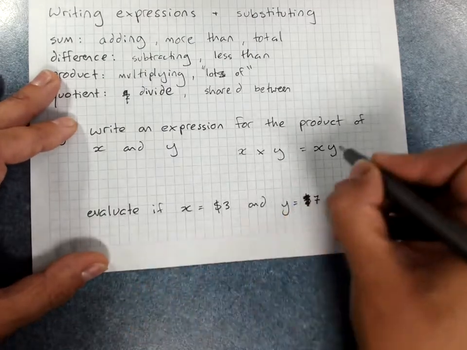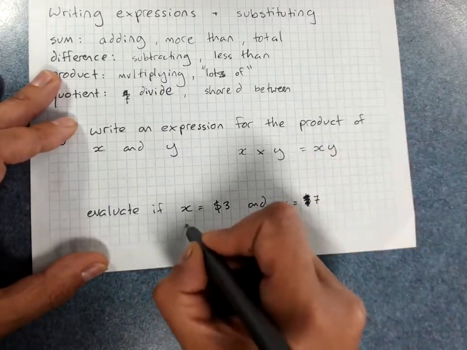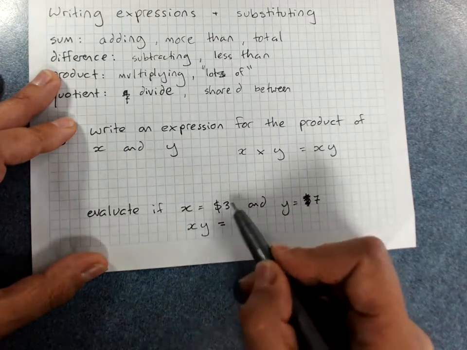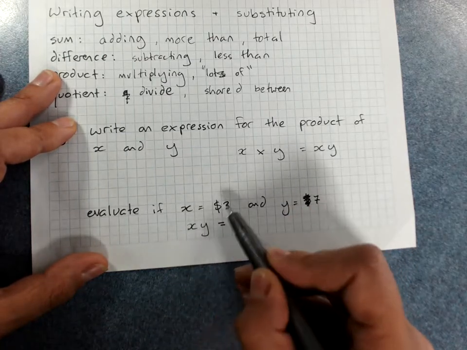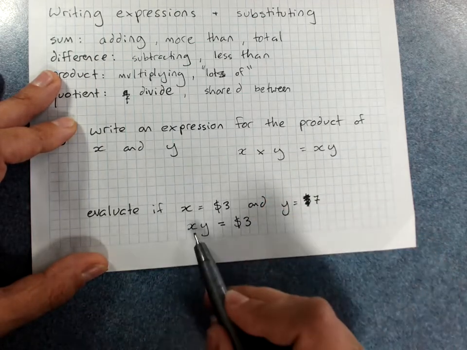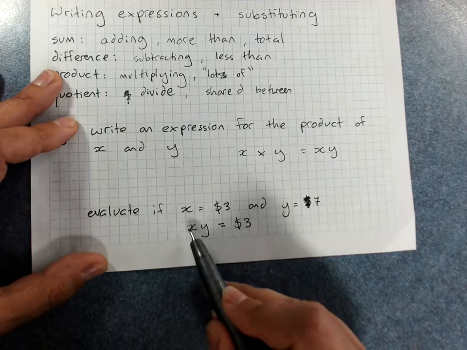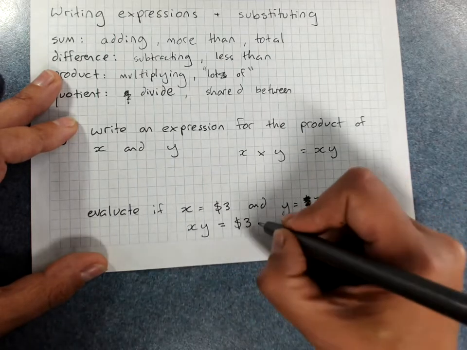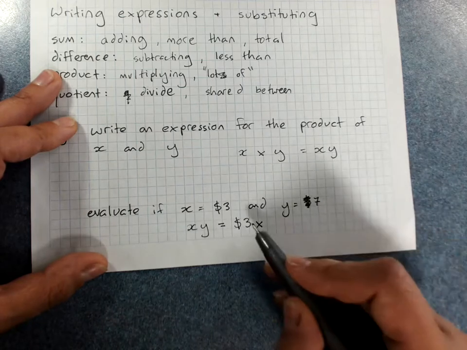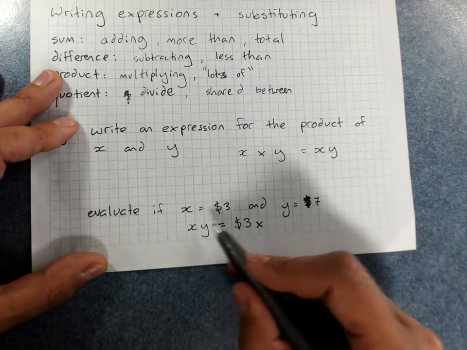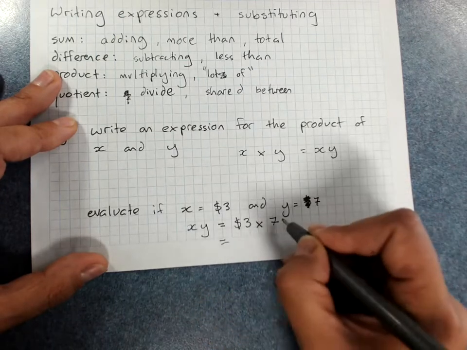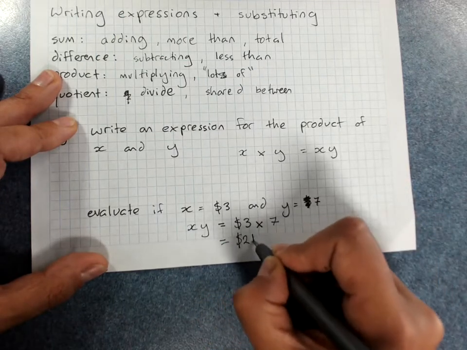And then evaluate it. Find the number answer if x is $3 and y is 7. So I'd start with what I've got. I want to evaluate xy equals, and I'd substitute in where the x is, I'd put the $3. I would remember that xy means x times y. I'd put the times back in because we're working with numbers now, and that y is 7, so where the y was, I'll put in 7, $3 times 7, $21.